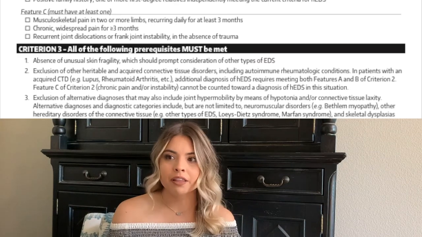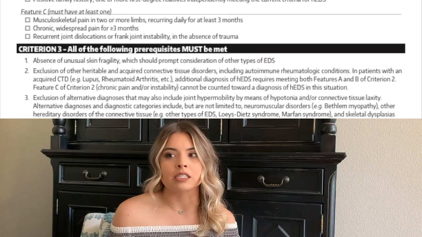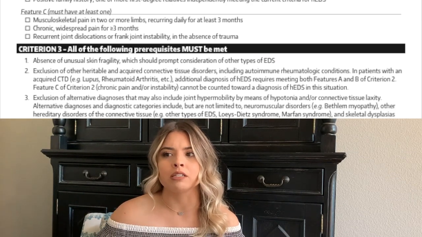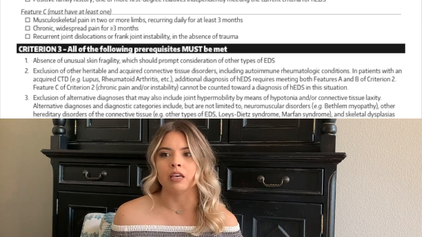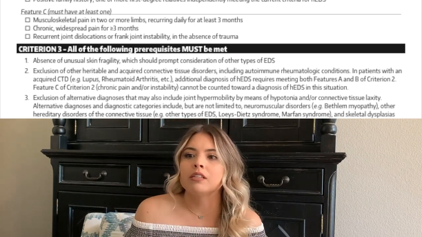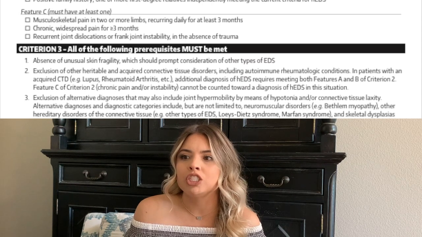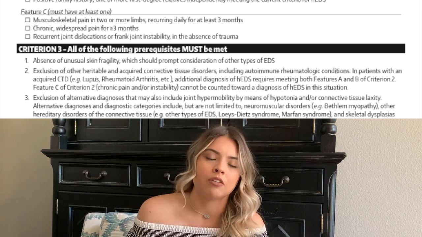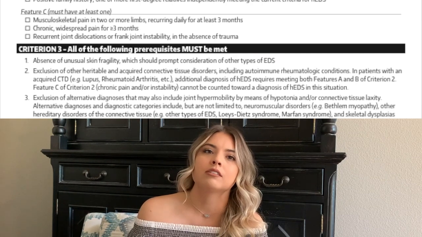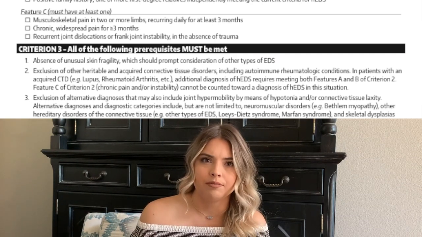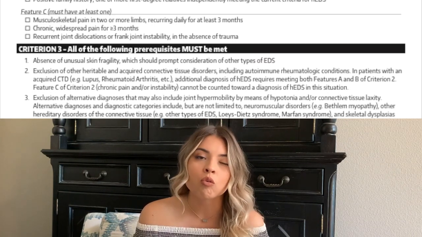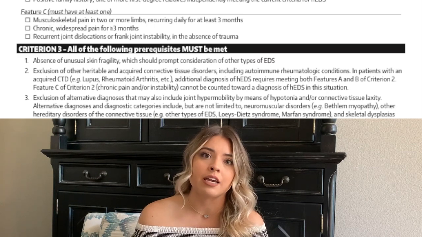And then criteria 3, all of the following prerequisites must be met. So you have to have all 3 of these things to get the diagnosis. And they are: absence of unusual skin fragility, which would mean you have other types of EDS. You can't have another type of EDS and have HEDS. You can only have one type. And all of the other types, by the way, you can get a genetic test for. This is the only one that is a diagnostic criteria.